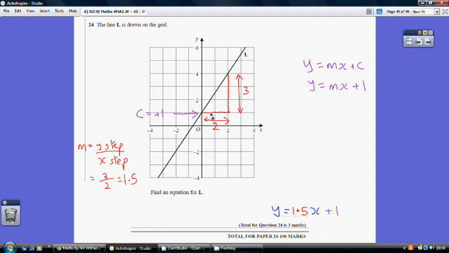Now how do we then work out the slope? Well, we have to divide the height of the triangle, that's called the y-step, by the base of the triangle, that's called the x-step. Obviously that's 3 squares and that's 2 squares. 3 divided by 2 is 1.5. So that is my slope. That is my gradient, that is my m. So my final answer is y equals 1.5x plus 1.